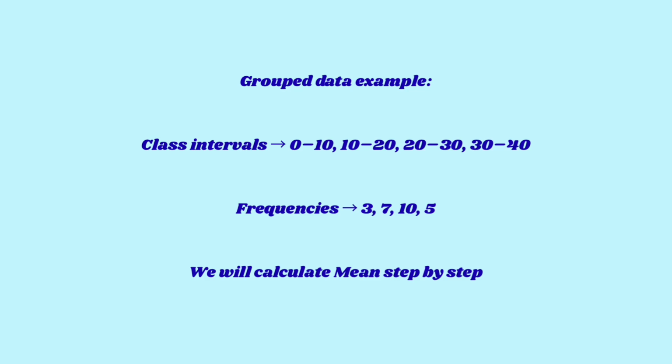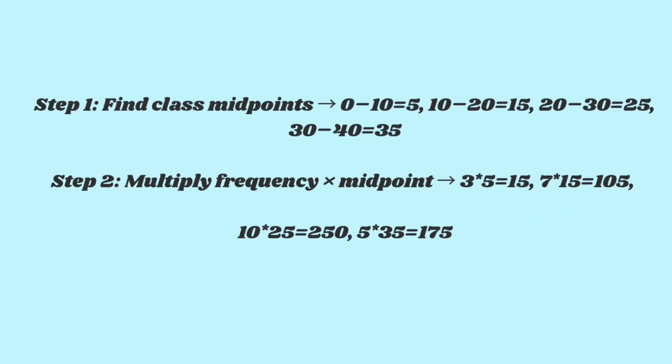Now here is another grouped data example. The class intervals given are 0 to 10, 10 to 20, 20 to 30, 30 to 40. The frequencies given here are 3, 7, 10, 5. We will calculate the mean step by step. First, we find the class midpoints: 0 to 10 is 5, 10 to 20 is 15, 20 to 30 is 25, 30 to 40 is 35.